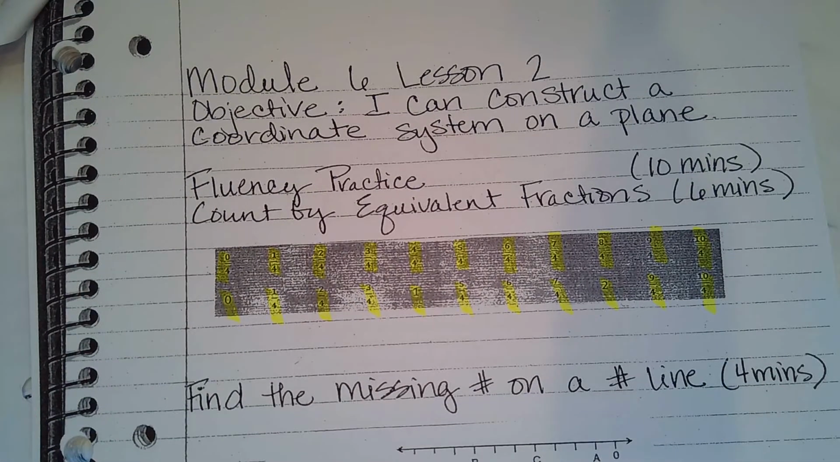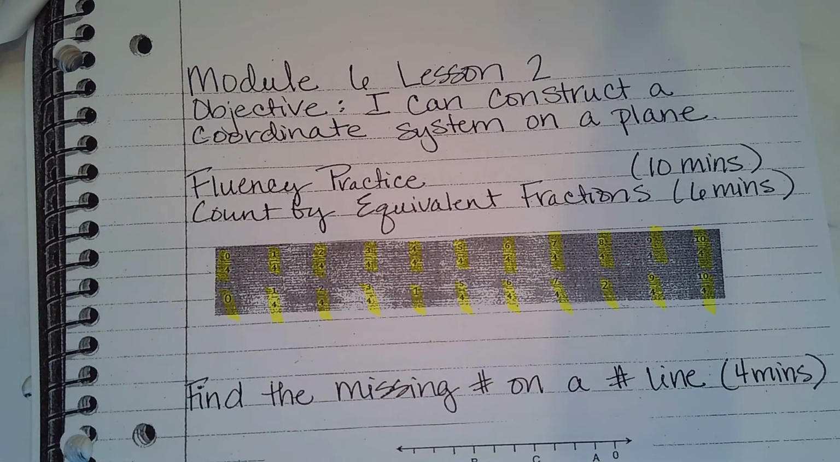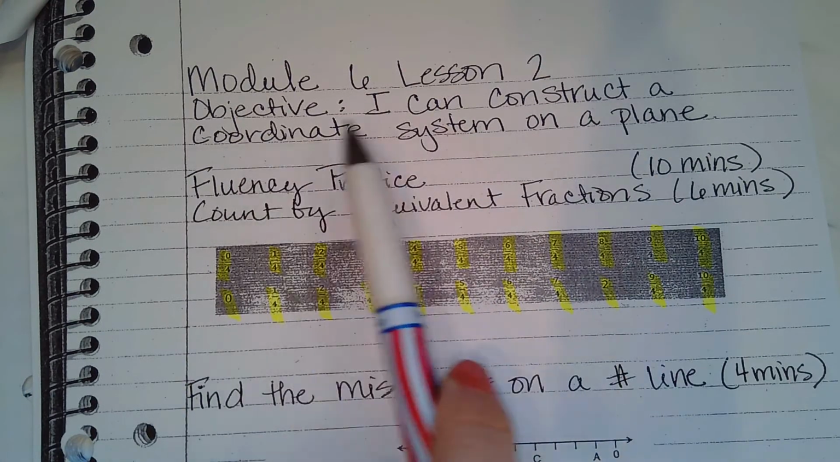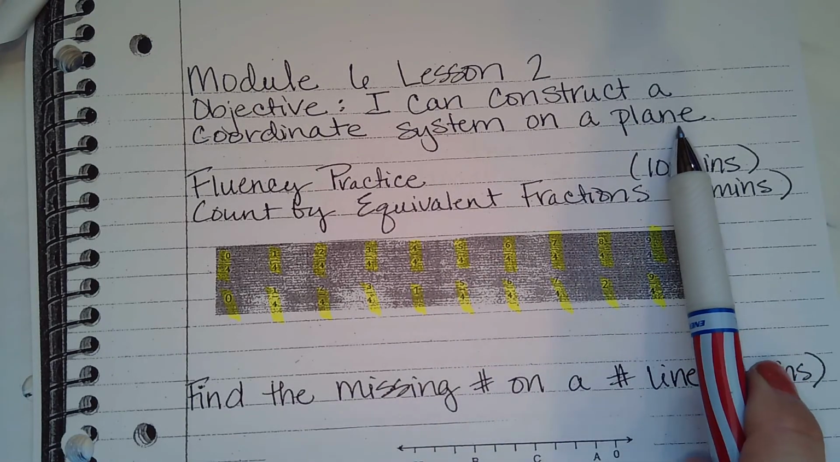This is Module 6, Lesson 2. Read the objective out loud while I read it. I can construct a coordinate system on a plane.